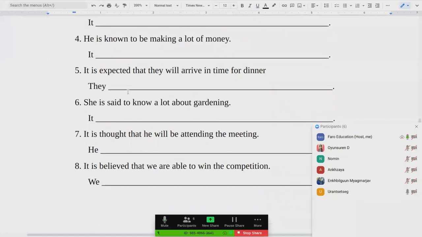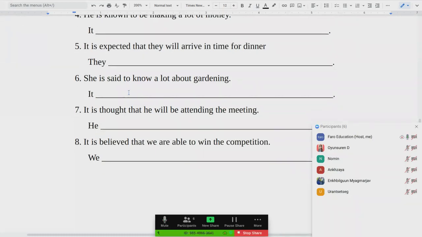So 5. It is expected that they will arrive in time for dinner. They are expected to arrive in time for dinner.